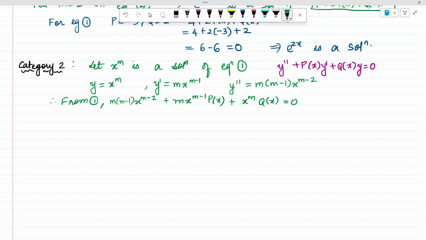Is this fine, everyone? Yes, ma'am. Okay, now we will be looking at the non-trivial solution. A homogeneous equation always has the trivial solution. So for a non-trivial solution, non-trivial means it will not be 0, x raised to m minus 2 will not be equal to 0.